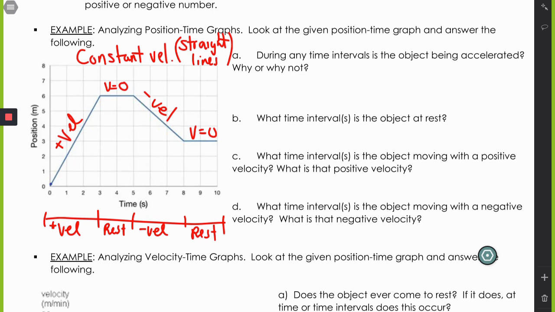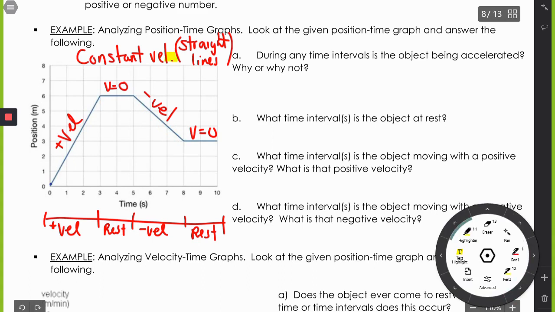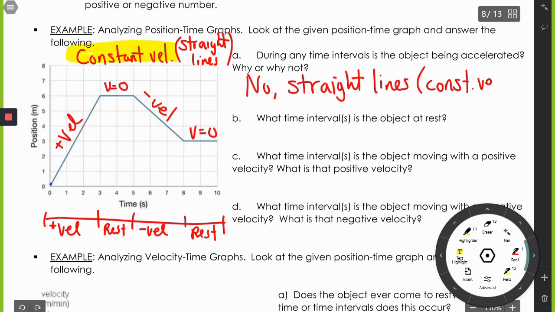Now, let's answer our questions. Part A: during any time intervals, is the object being accelerated? Why or why not? Well, what did we say here? We said it was constant velocity, so are we accelerating at all? No. And what's our reasoning? The graph has straight lines. And we know, based on physics, straight lines mean constant velocity. If it was accelerated, the lines would have been parabolic in shape.